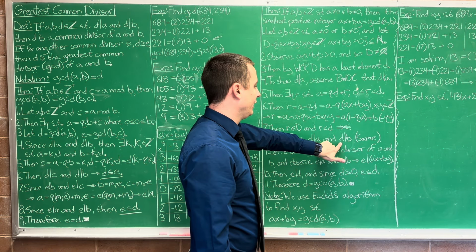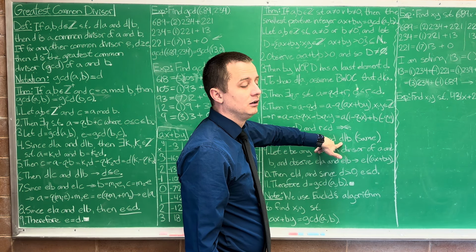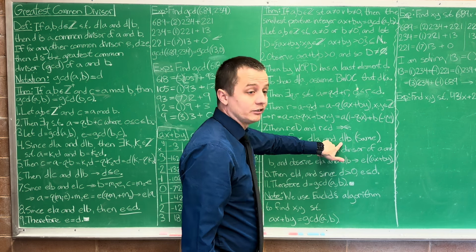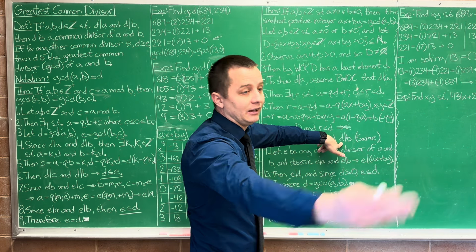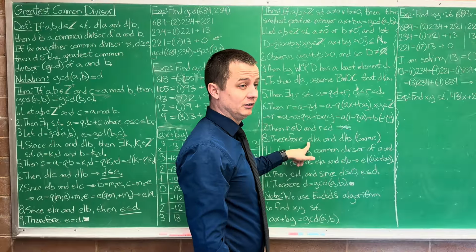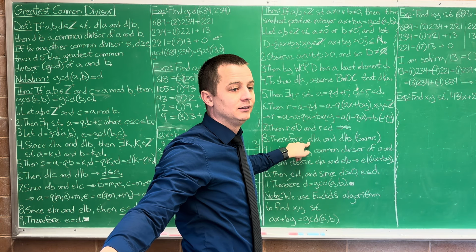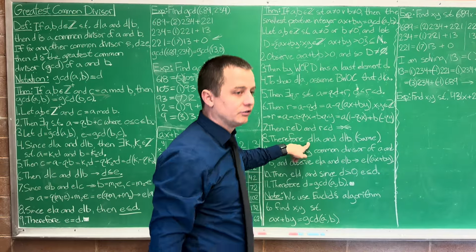What am I trying to show d is? I'm trying to show that it's the greatest common divisor. So far I've just shown it is a common divisor. I need to show it's the greatest common divisor. How do I show it's the greatest common divisor? I need to pick any other common divisor out there and show it's less than or equal to d. And that would mean that d is the greatest common divisor.